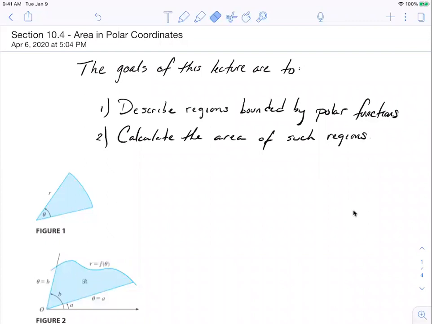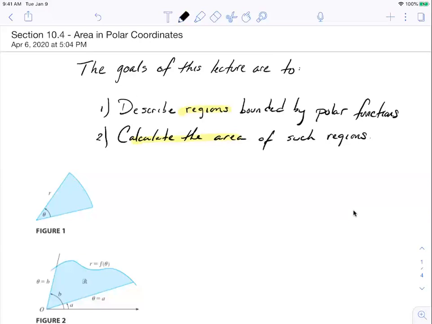All right, so the two goals of the lecture are written there at the top. I want to show you how to describe the regions that we're going to be calculating the area of, and then I want to develop an integral that can calculate the area of those regions. We'll do several examples, sometimes me leaving the actual integration to you to keep the video a little bit shorter.